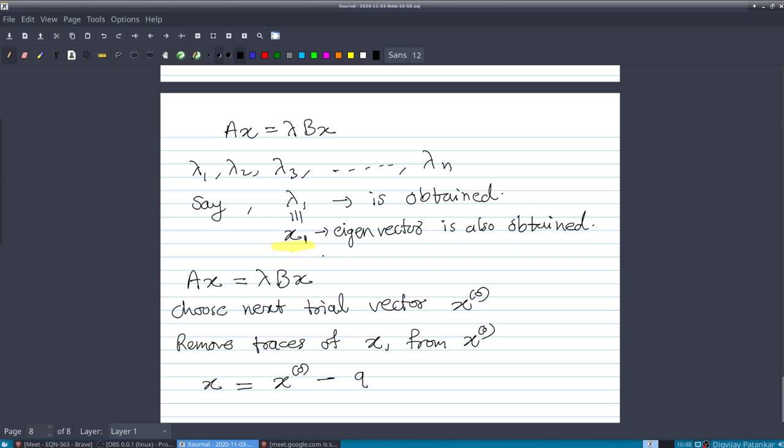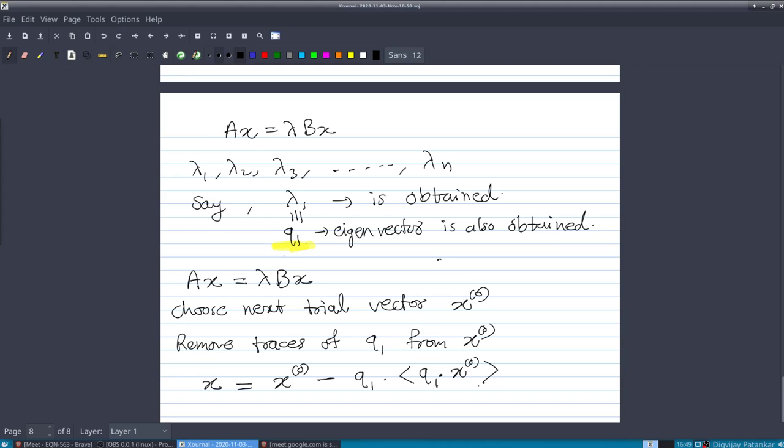Okay. So in that case, what you have to do is x0 minus q1. Now this one I shouldn't say x1, it should be q1. Q1 is our first eigenvector. So x0 minus q1 into the dot product of x0 and q1, that is q1 dot x0.